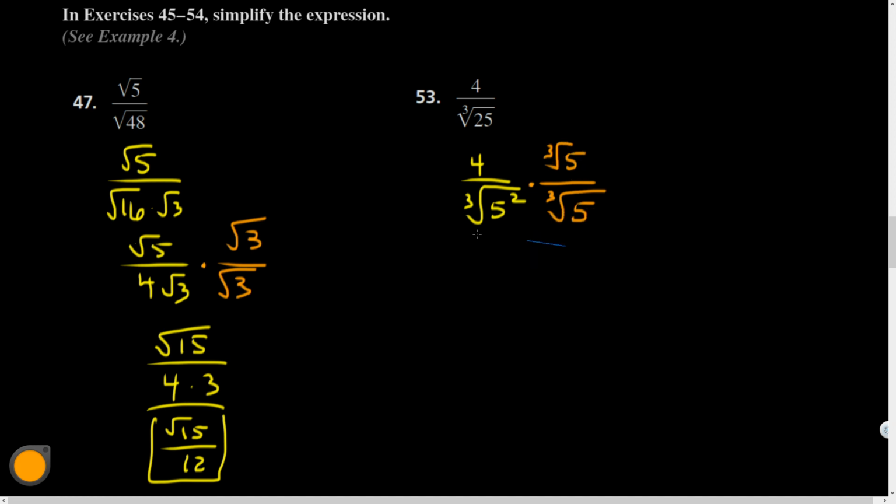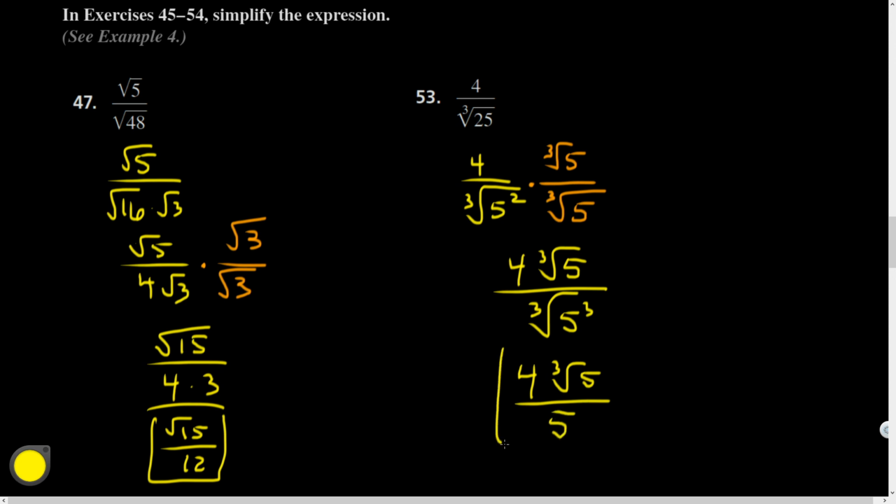All right. So 4 cube roots of 5 over the cube root of 5 cubed, or the cube root of 125 if you wrote it that way. That's 4 cube roots of 5 over, that's just 5. And this 5 doesn't cancel with the 4, and so I'm good.